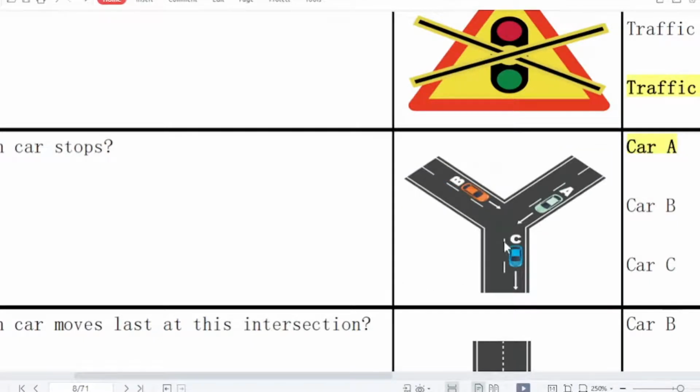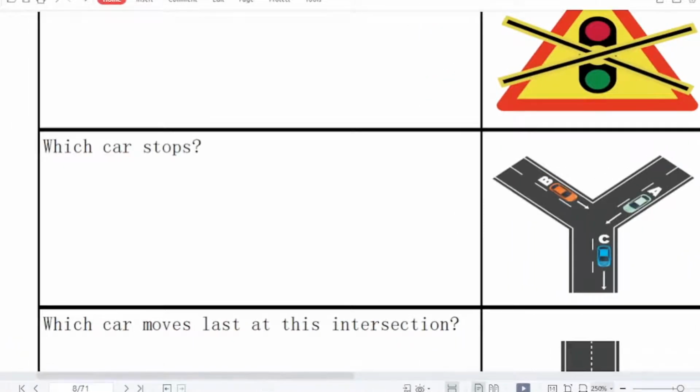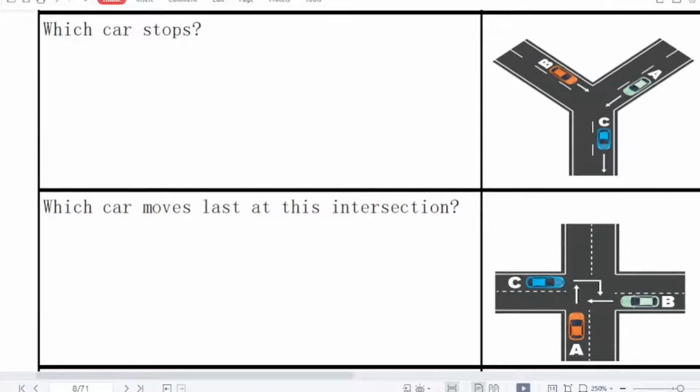Now the reason why we are not considering car C is because it has already crossed the intersection, so this car is way gone, we are no longer considering it. Now let's move on to the last one.